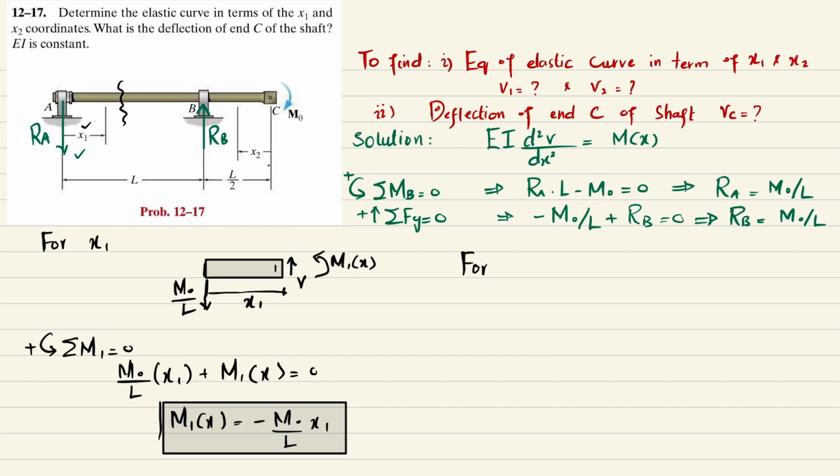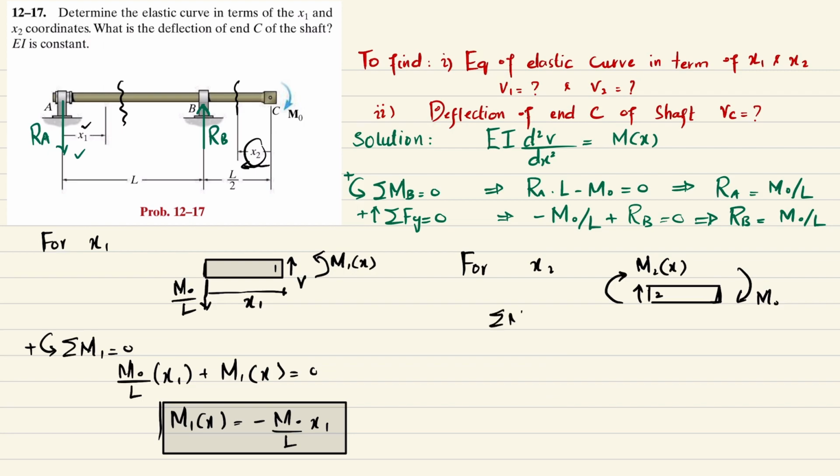Now for coordinate x2, which is this one. When you cut the beam over here and draw the free body diagram, you can see you have a moment at this point which is M0, and when you cut it you will have a shear force and a reaction moment. Let this be your point 2, and this reaction moment is M2 of x.